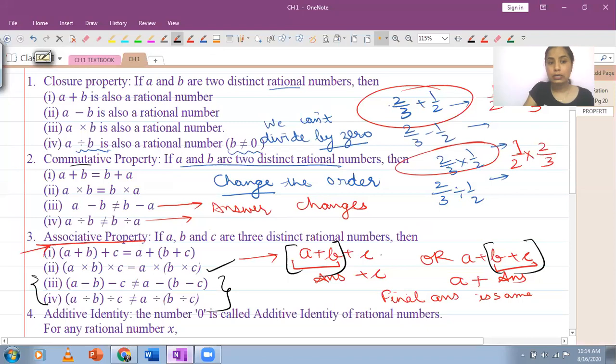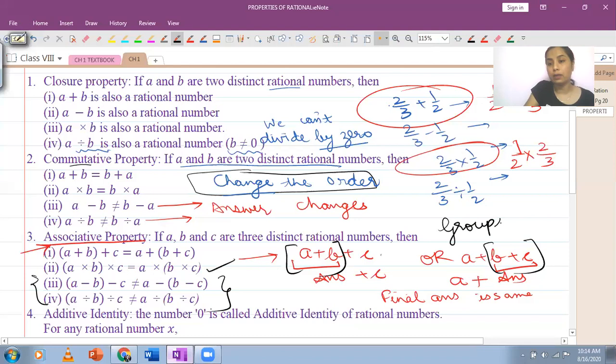So for commutative, I usually refer to this as change the order. So if you're using commutative property, you're changing the order. And associative property means we are grouping the numbers. So you can group the numbers in any way you want. And usually we try to group in such a way कि हमारा काम easy हो जाए.